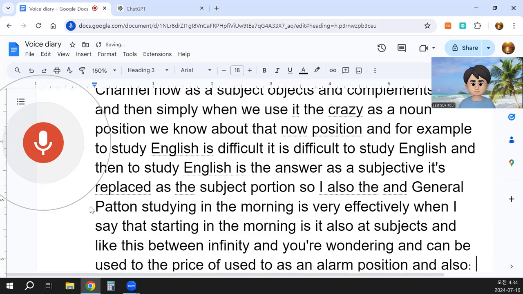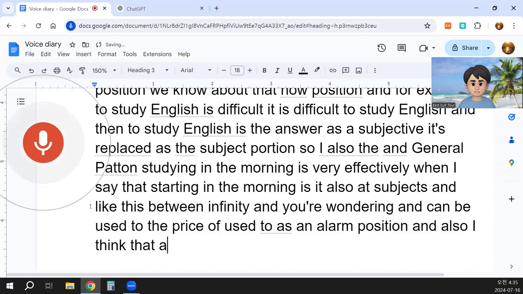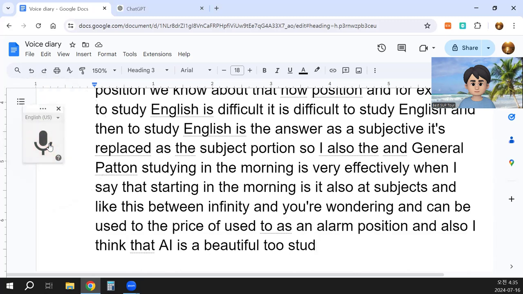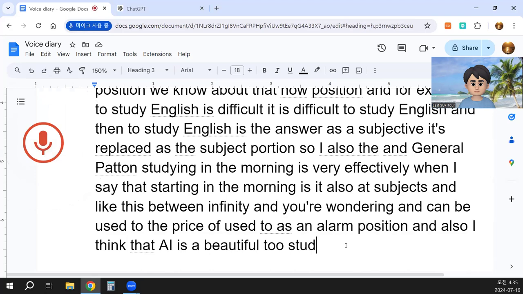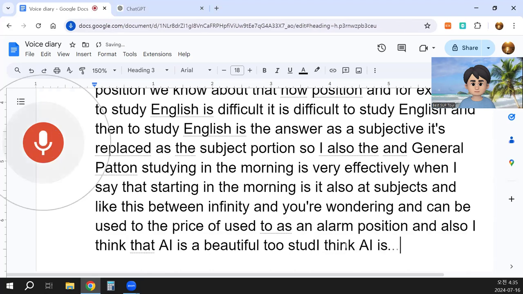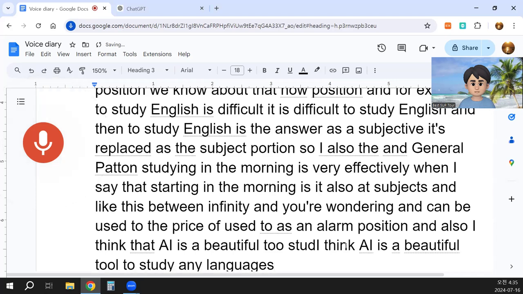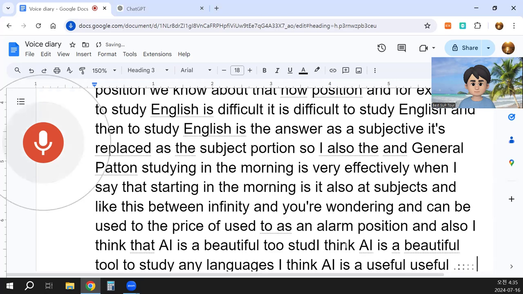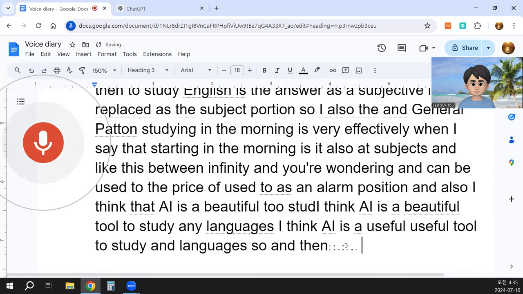Also, I think that AI is a useful tool to study English, to study any language. I think AI is a useful tool to study any language.